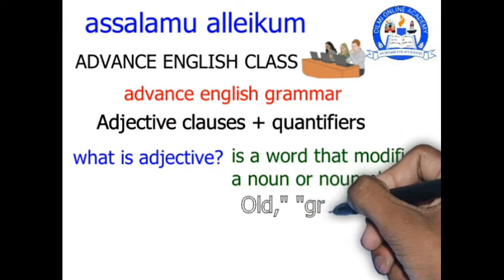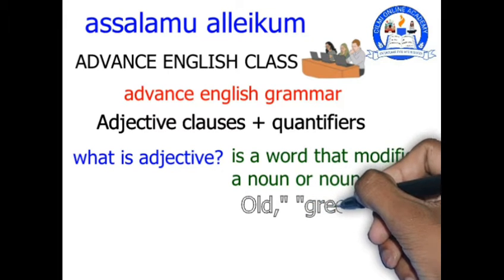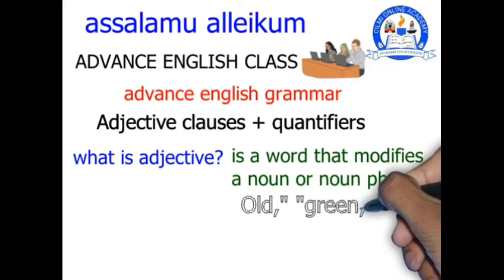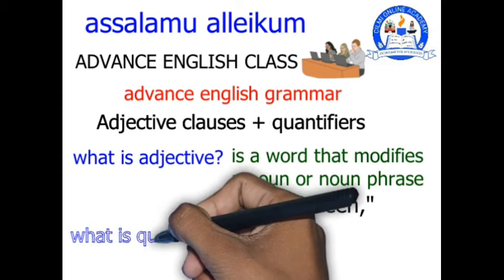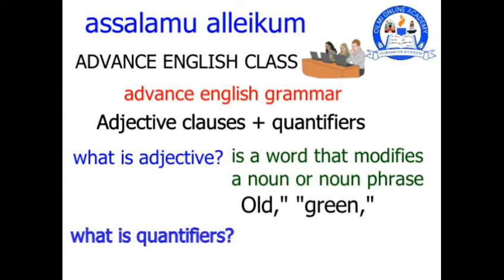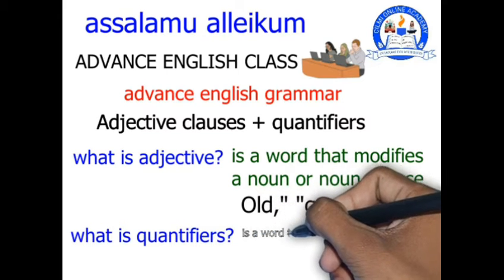The other example that we have is old. This is an old man. Old and green. This garden is green because it is modifying the garden, which is a noun. Man is a noun. Old is an adjective. And we say adjectives are words that modify a noun or noun phrases.